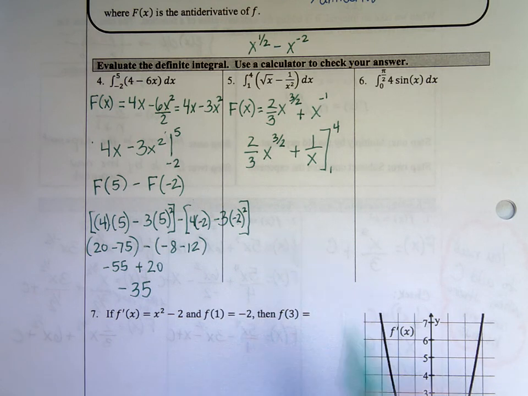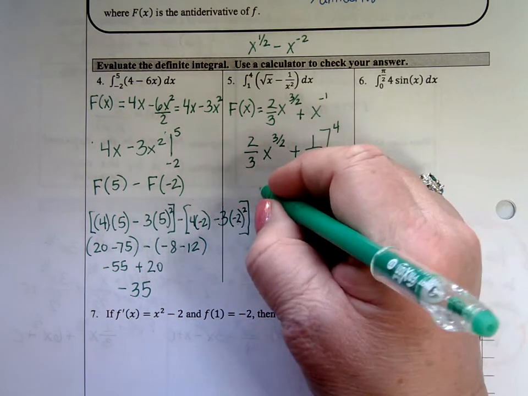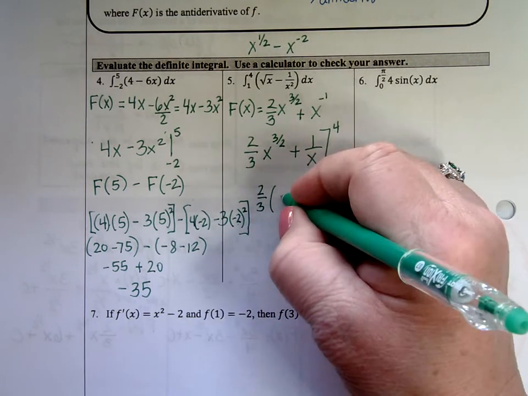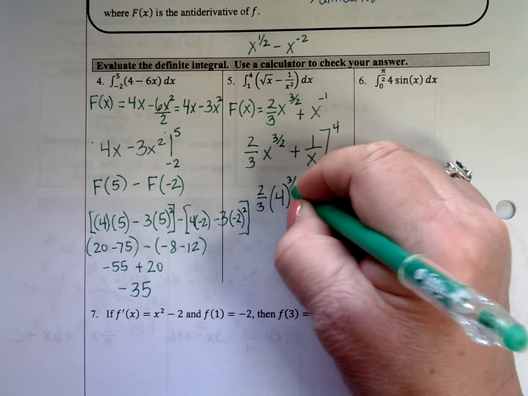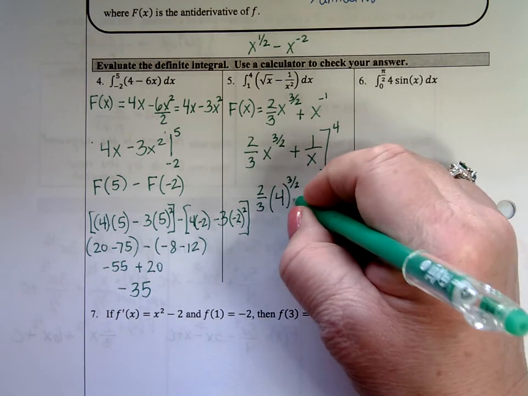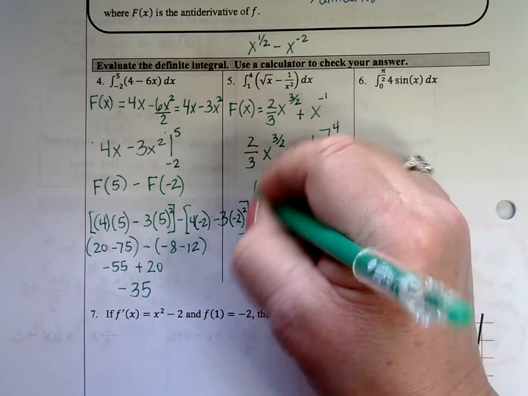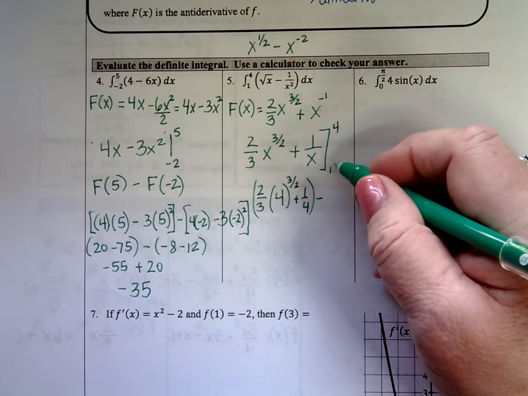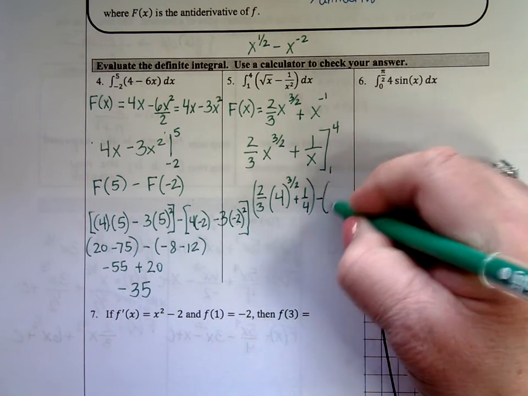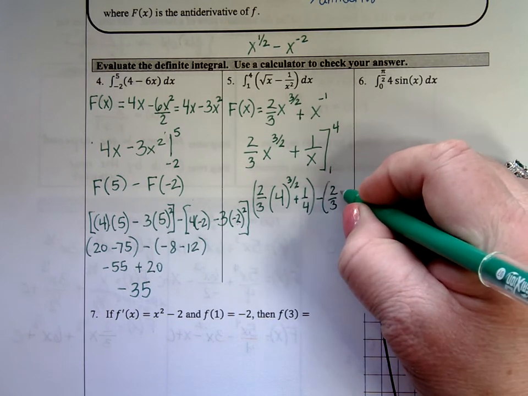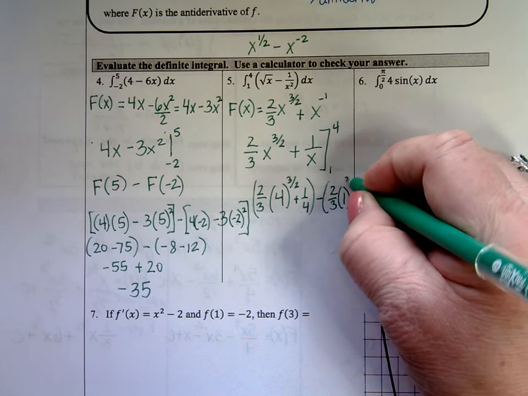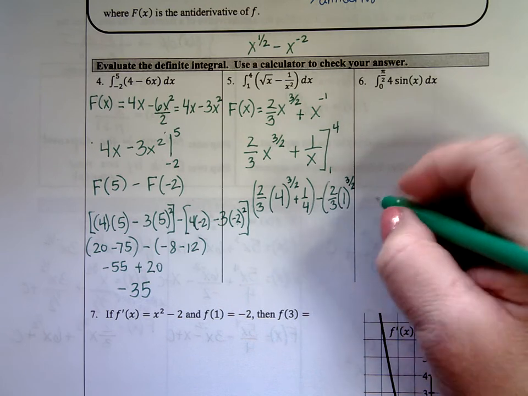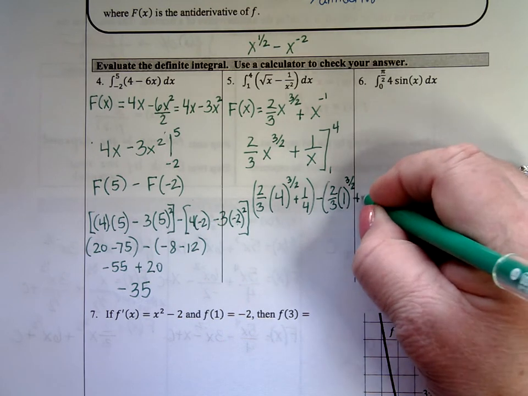And so then it's a matter of just plugging it in. So if I put a 4 in here, I'll have 2/3 times 4 to the 3/2 plus 1/4, right? That's going to be my front end. And my back end, f of b, f of a is going to be 2/3 times 1 to the 3/2 power. You can see I'm trying to just keep it inside the box. It's not happening. No go. Plus 1/1.